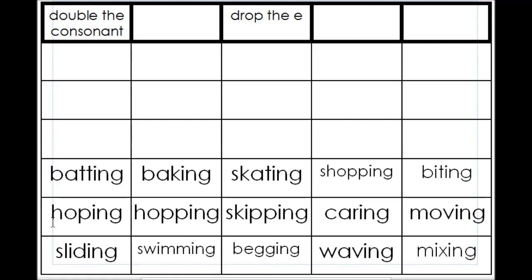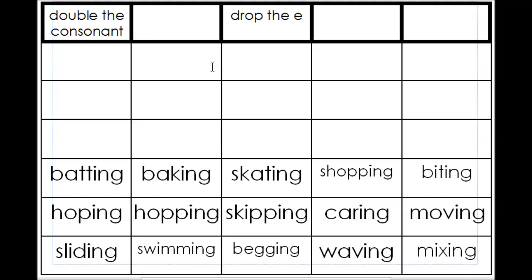Batting, hoping, sliding, baking, hopping, swimming, skating, skipping, begging, shopping, caring, waving, biting, moving, and mixing.